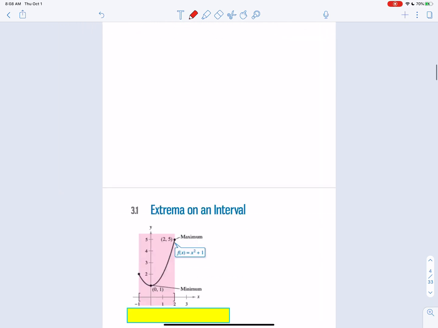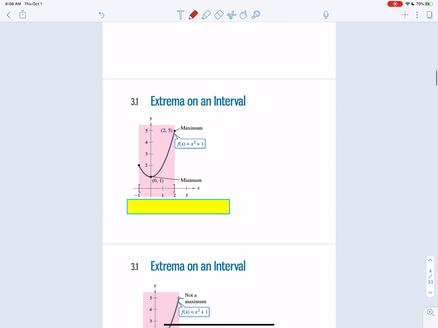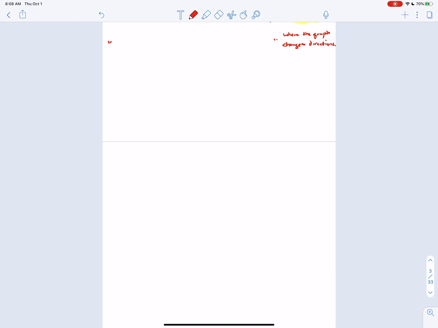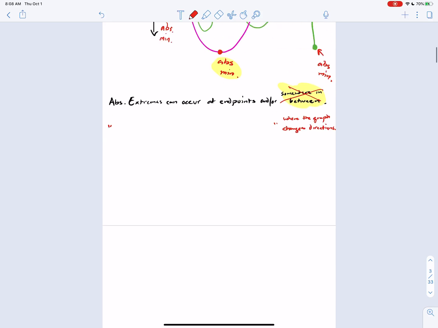Okay, so take a look here. If I draw you a graph, will we always have an absolute max and an absolute min? That's the question I want you to think about as we go through a few examples here, okay? So take a look.